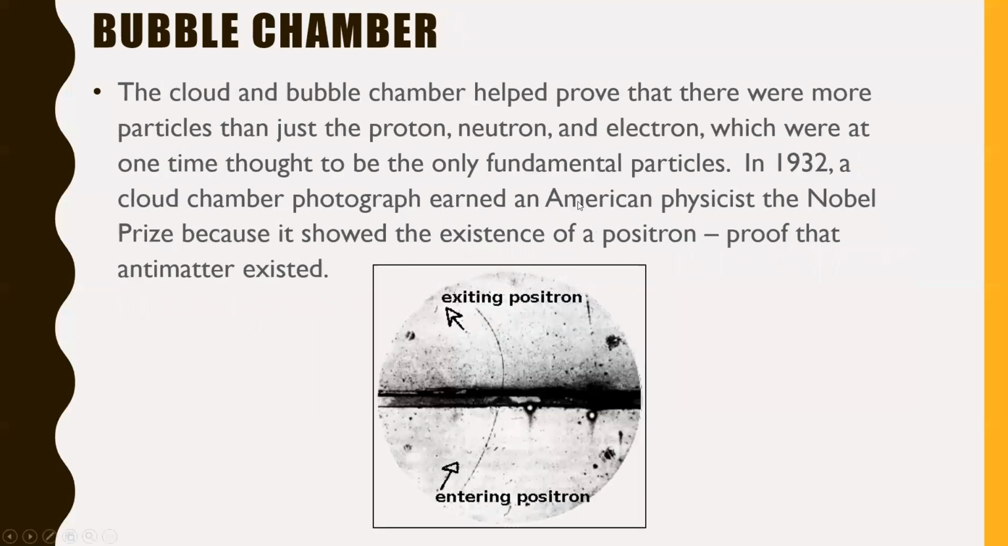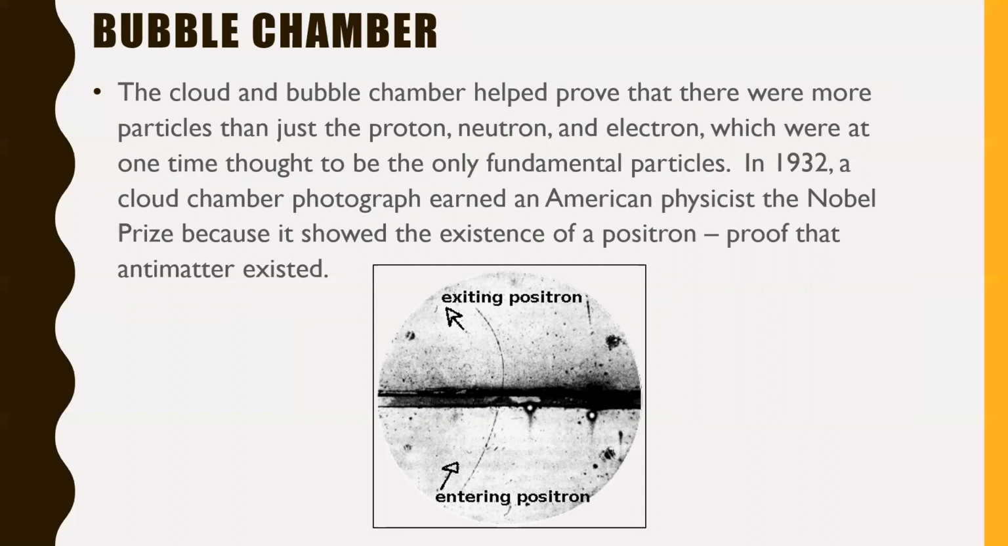All right, so the cloud and bubble chamber helped prove that there were more particles than just the proton, neutron, and electron, which were at one time thought to be the only fundamental particles. As a matter of fact, you probably thought that yesterday. In 1932, a cloud chamber photograph earned an American physicist the Nobel Prize because it showed the existence of a positron, which is proof that antimatter existed.